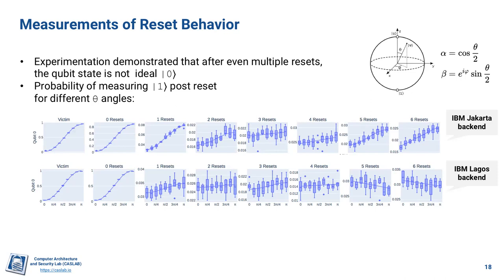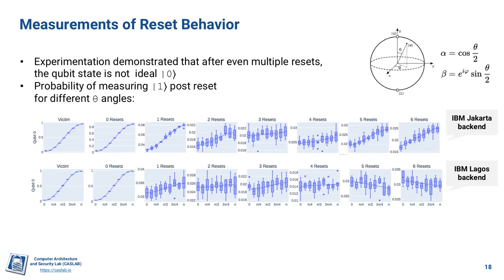So the idea is here. After no resets, theta zero is probably zero, pi is almost one, but there's some noise. It's not perfectly one, but it's almost one. But actually, if you look after the reset, you can see that this line is not flat. Depending on the theta angle before the reset, the measurement after reset results in this graph, where if the state of the qubit before the reset was zero, it's here, and if the state of the qubit before reset was pi or one, you're here.